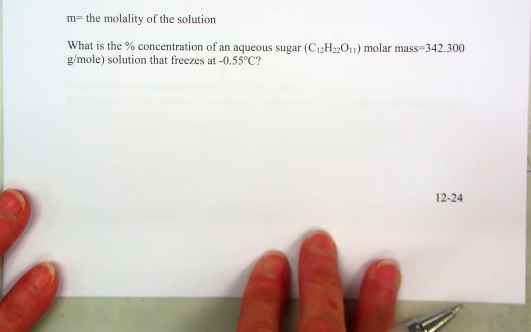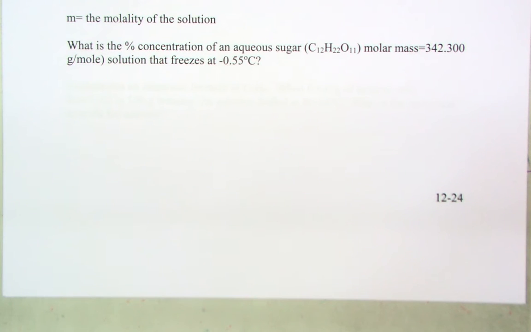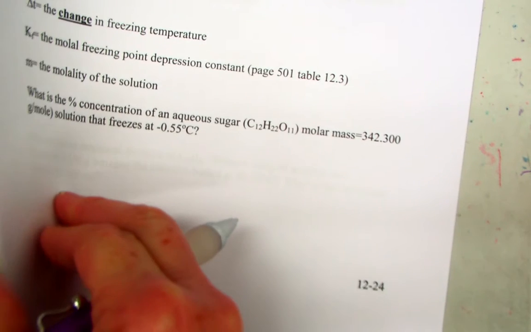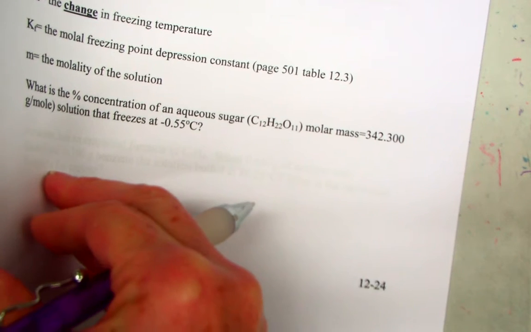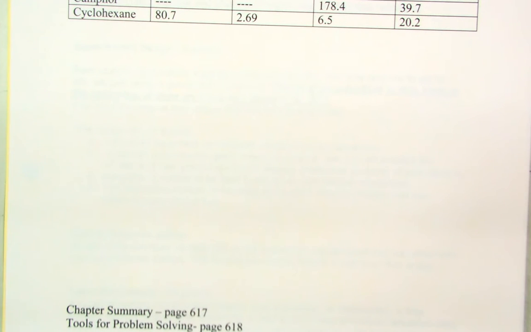So now, this is kind of a medium level problem that I started with. What is the percent concentration of an aqueous sugar solution that freezes at negative 0.55 degrees C? Well, if you go look at that chart that I've included, it has information about the constants, and it also has the normal boiling point and the normal freezing point. I would expect at this point in time, you know that water's normal freezing point is 0 Celsius and its normal boiling point is 100. I'd expect you know that. But if you don't, go look on the chart.